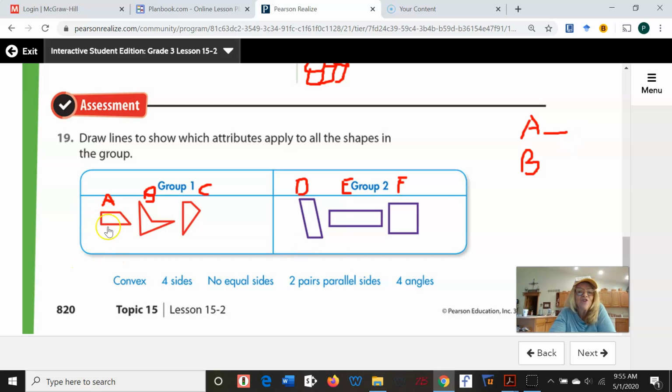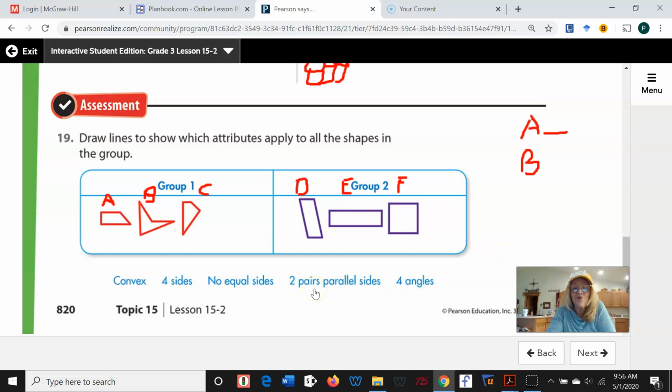Okay. Now let's look at 4 sides. Does A have 4 sides? It does, doesn't it? So after our comma, we're going to put 4 sides. Does A have no equal sides? Look at the size of this one and the size of this one. Are any of those sides equal? It doesn't look like they're equal to me, so we would put down no equal sides. So far we have convex, 4 sides, no equal sides.